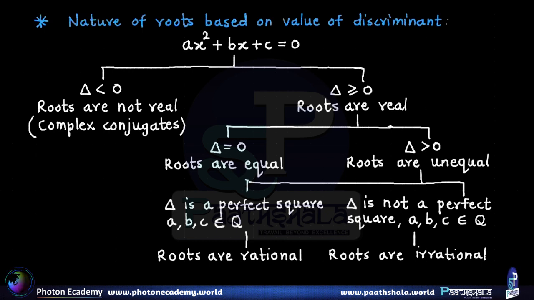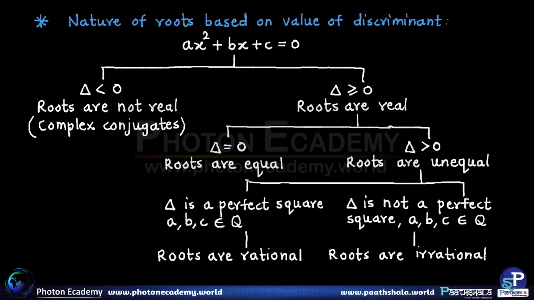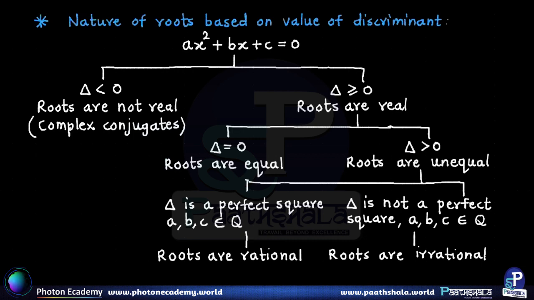Now on a higher level we have two possibilities, that is either delta is less than 0 or it is greater than or equal to 0. If delta is less than 0, then the roots are not real, that is they will be complex conjugates of each other. Simply because the delta appears inside the square root in the quadratic formula. So therefore, if we have a square root of a negative number, it will naturally have an imaginary component.